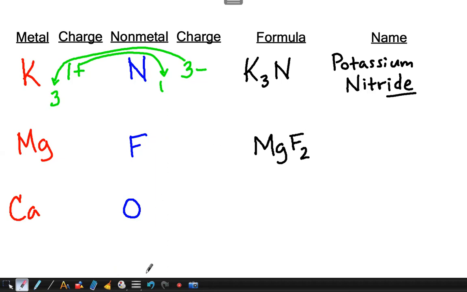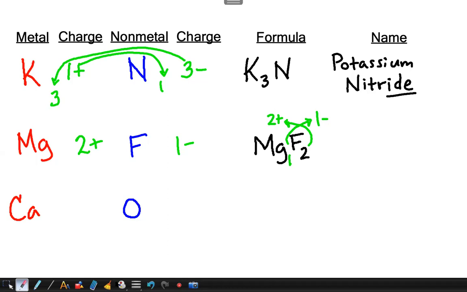I also could find the charges indirectly here by just looking at my formula. I know it's MgF2. Well, that 2, if I do the reverse crisscross, that 2 came from the fact that magnesium must have been a 2 plus. So the charge of magnesium is going to be 2 plus. Now you see there's no subscript after the Mg, so that's the assumed number 1. And that must have come from the fact that fluorine is a 1 minus charge, because we don't write the 1s.